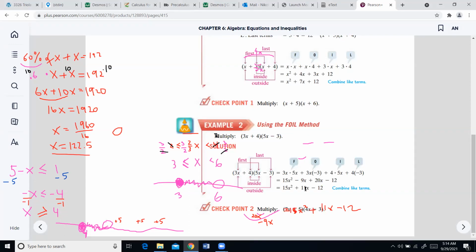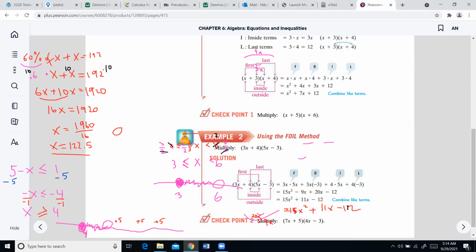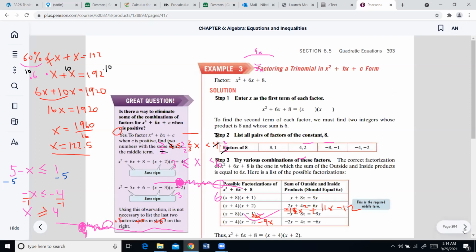You can see it's the same thing, right? 15 and then 11 and minus 12. So this FOIL method helps us to actually factor various expressions, and that's what they're really after in here. So they say, did you ever see factoring before? Factor this nice little polynomial, one that starts with x squared and ends with 8.